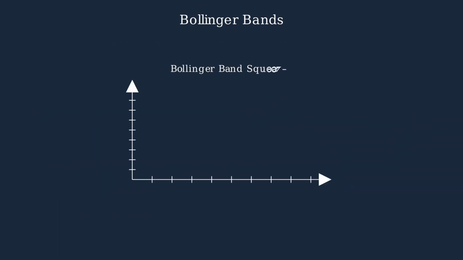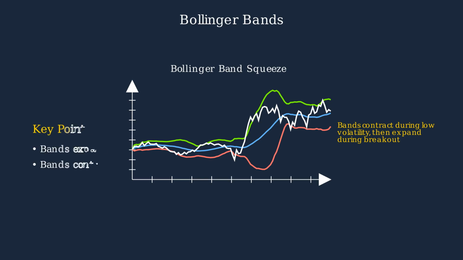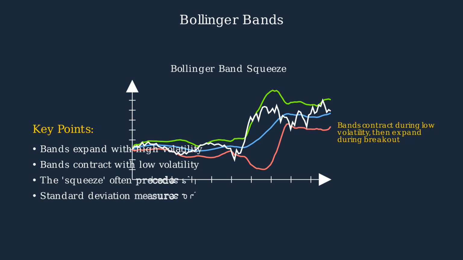One of the most powerful signals from Bollinger Bands is the squeeze, which occurs when volatility decreases significantly. This is visible when the bands contract, often preceding a major price movement. To summarize the key points about Bollinger Bands, the bands expand during periods of high volatility and contract during periods of low volatility. The Bollinger Band squeeze often precedes significant price movements, making it a valuable pattern to identify. Remember that standard deviation is measuring how much prices are deviating from the moving average.